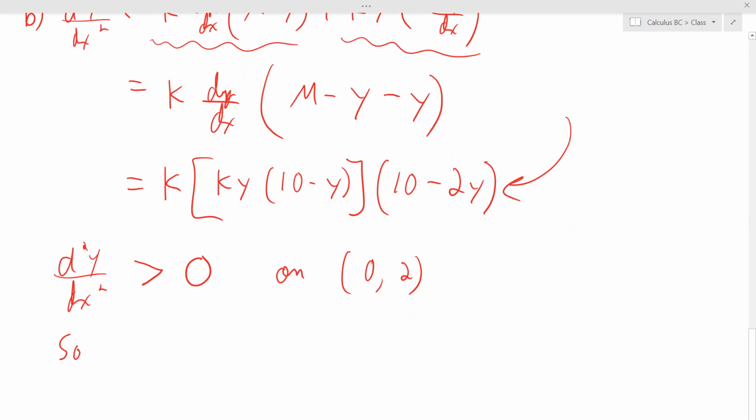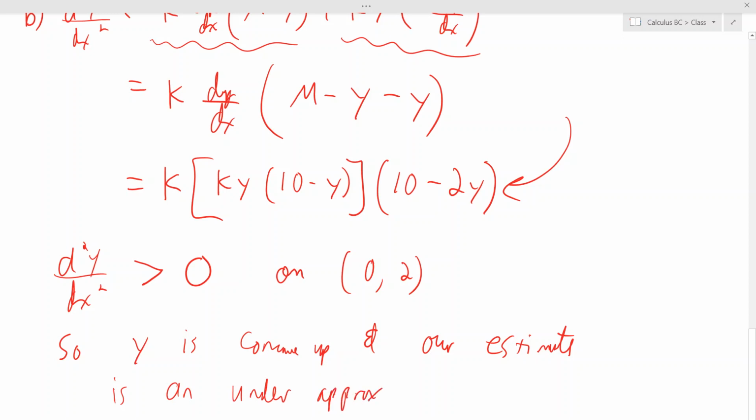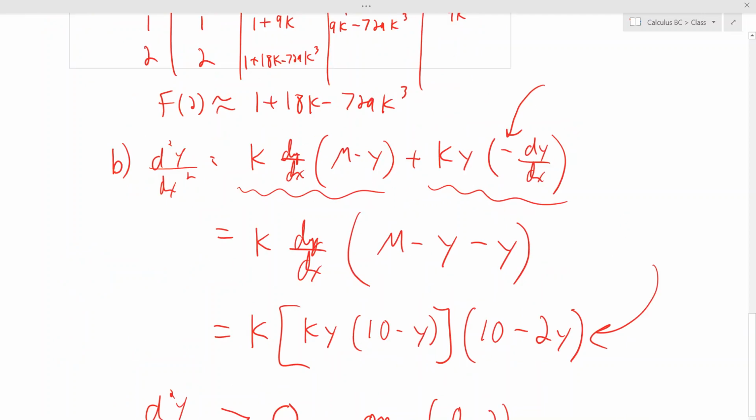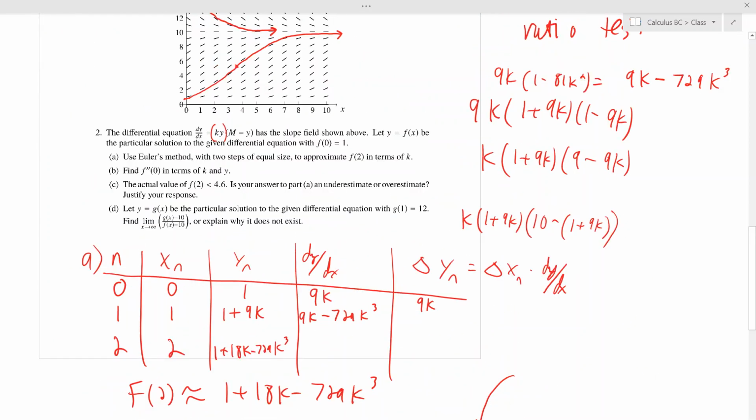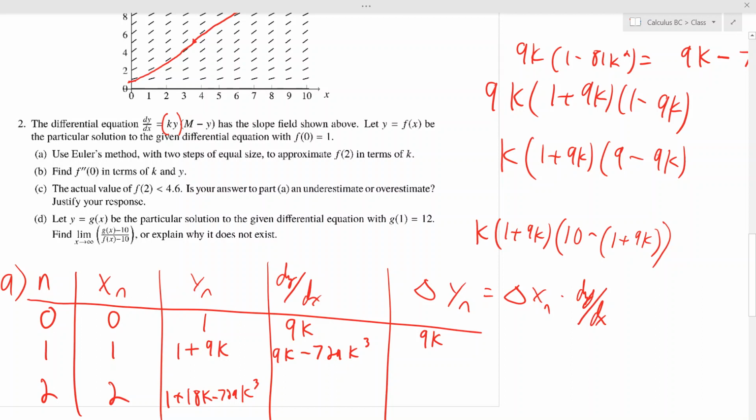Okay. So y is concave up, and our estimate is then an under approximation. And that's all I've got to say. Approximation. There you go. Okay, approximation. Okay, we're almost done. This isn't too bad. It says justify your response. That's what we just did. Again, you might want to find the second derivative at 2 and at 0.